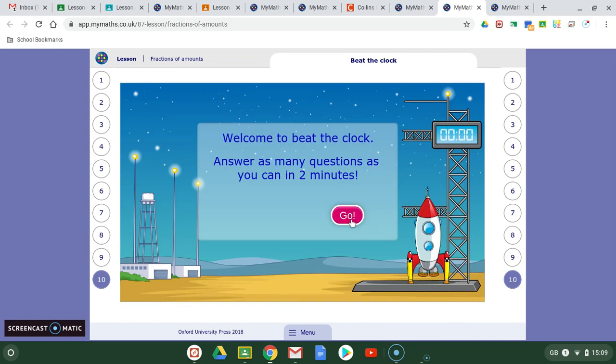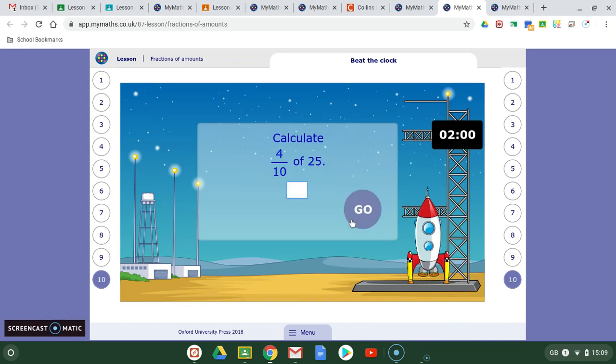Okay, so I'm going to see how many I can get right in 2 minutes. Let's have a look. 25 divided by 10 is 2.5. 2.5 times by 4 is 10. Okay, 80 divided by 10 is 8. 8 times 7, 56. 20 divided by 10 is 2. 2 times 2 is 4. 66 divided by 6 is 11. 11 times 5 is 55.